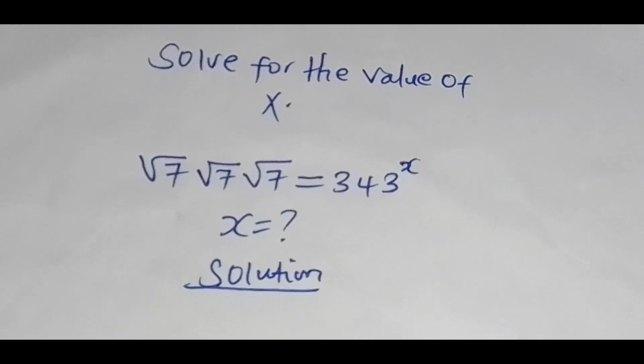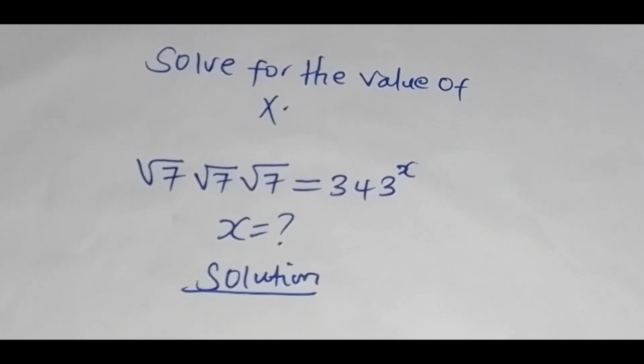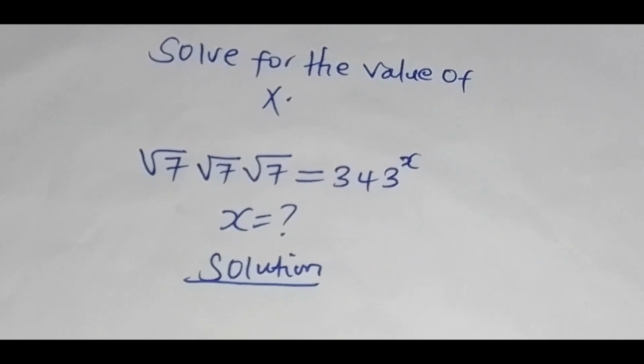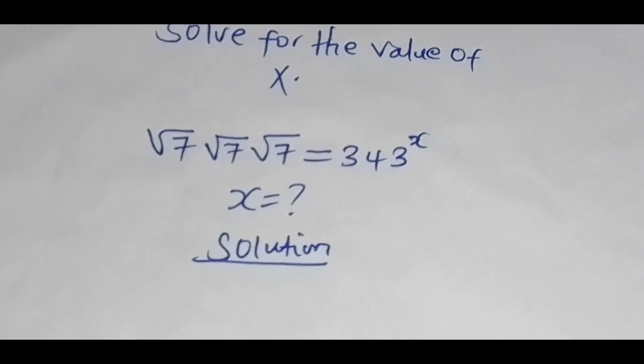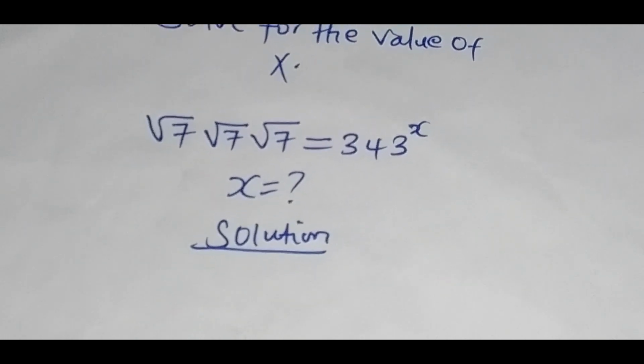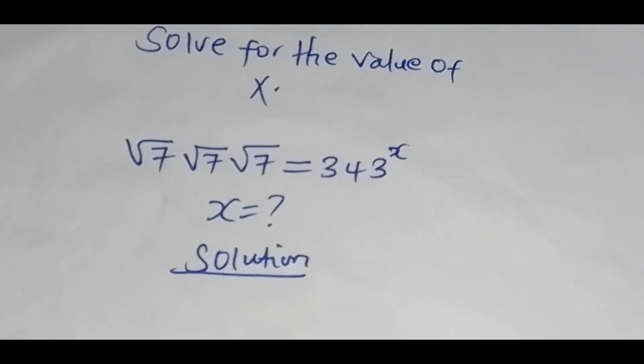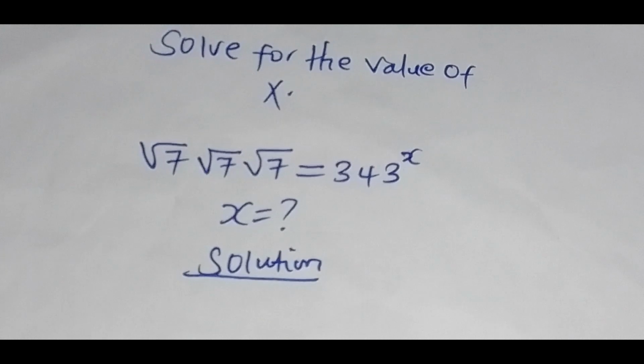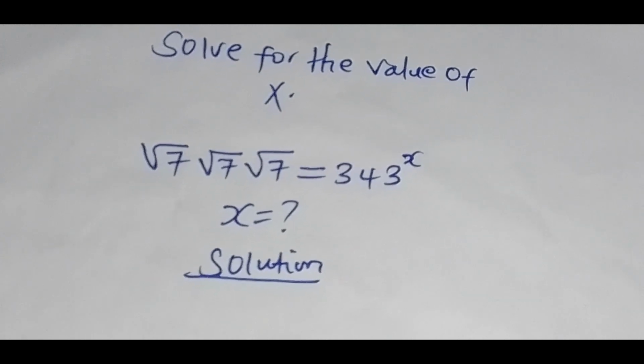Welcome back. We solve for the value of x in this math problem. We have the square root of 7 multiplying by the square root of 7 multiplying by the square root of 7. This is supposed to give us 343 raised to power x. So what is the value of x? The solution to this problem is solved as follows.